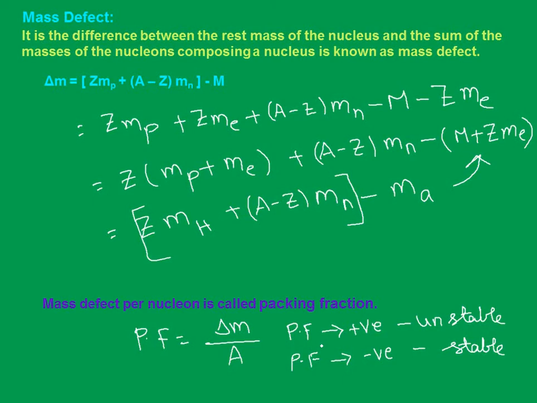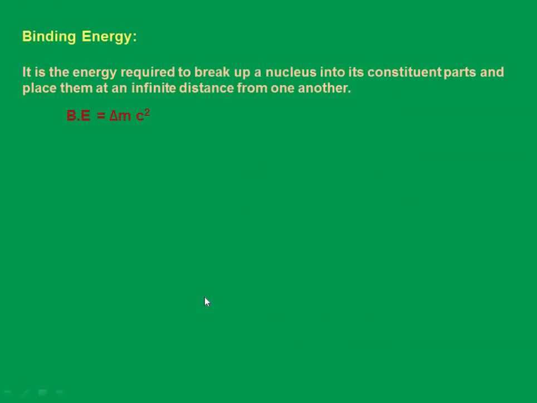Are you getting the point here? When can this be positive, when can this be negative, you can understand very clearly from this: Z into Mp plus (A minus Z) into Mn minus M. This plays a very important role for the positive and negative sign of the packing fraction. So are we clear with this? Right. Now let's look at the next topic, binding energy.